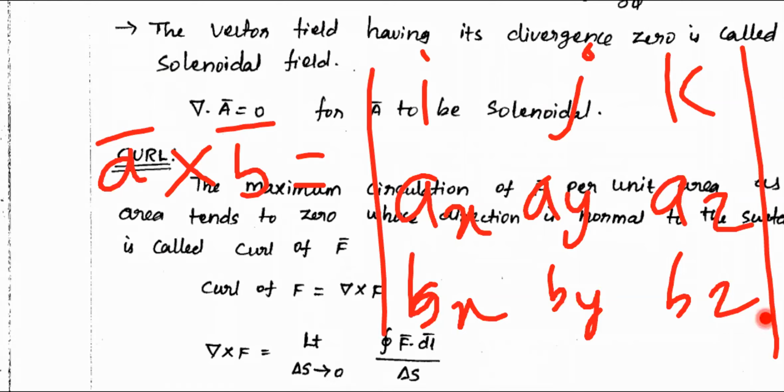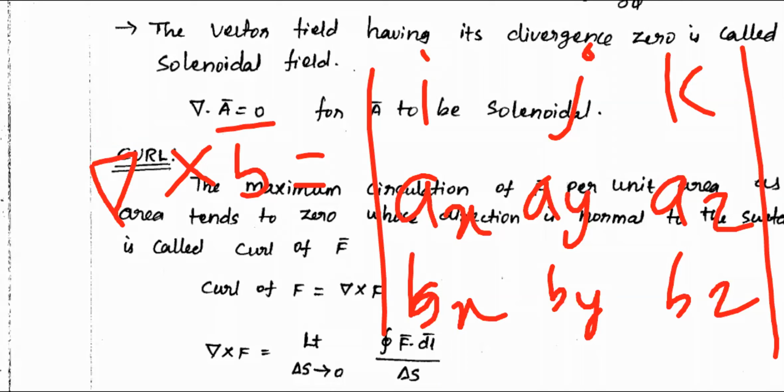So i into this one minus this one, and minus j into (Ax Bz minus Bx Az), plus k into (Ax By minus Bx Ay). This you already know. And then finally the answer will again be a vector. You will get some vector if it has rotation, or if there is no rotation, then your answer will be 0. But in our case, instead of a vector, we are using the del vector, and again you know the nature of del.